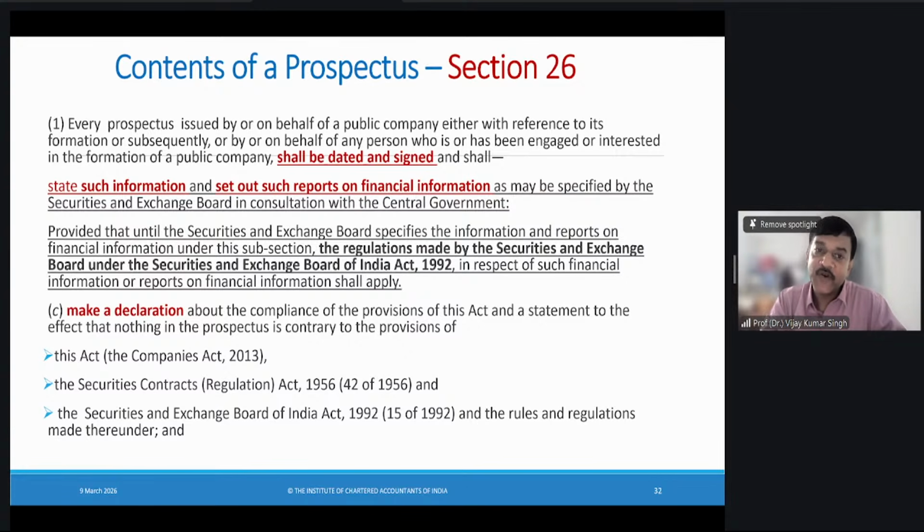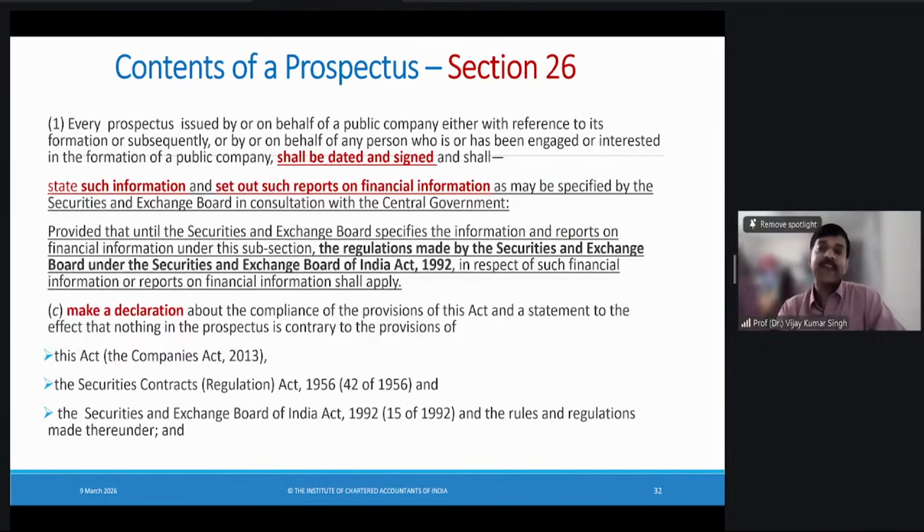So who is going to provide for the details? What financial details are required? What information are required? It is basically the central government which will provide for the information which is required in a prospectus, in consultation with SEBI. Now here there is a proviso in the law and the proviso says provided that until the SEBI specifies the information and reports on financial information under this subsection, the regulations made by the SEBI under the SEBI Act 1992 in respect of such financial information or reports shall apply.